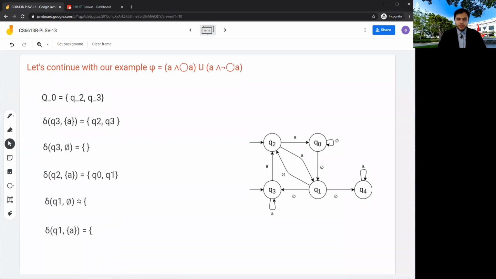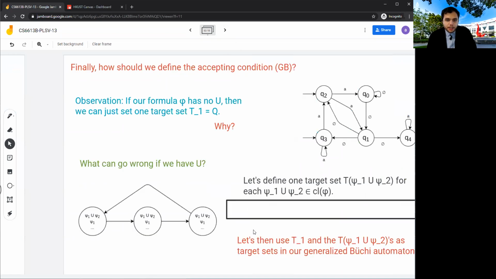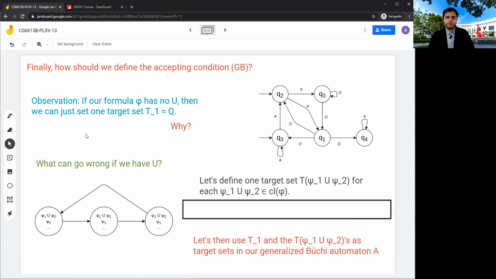Okay, and then similarly, we can compute for all of the other ones. I'm running out of time, so I'm not going to do that. So this gives us the transitions. Now, this is the final part of it. So we created our whole automaton, and the only thing that is remaining is the accepting condition. So how should we define our accepting condition?